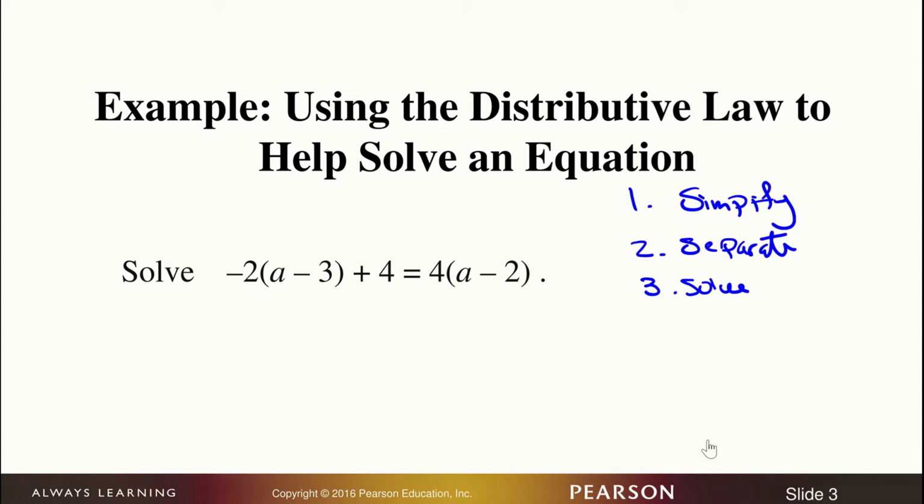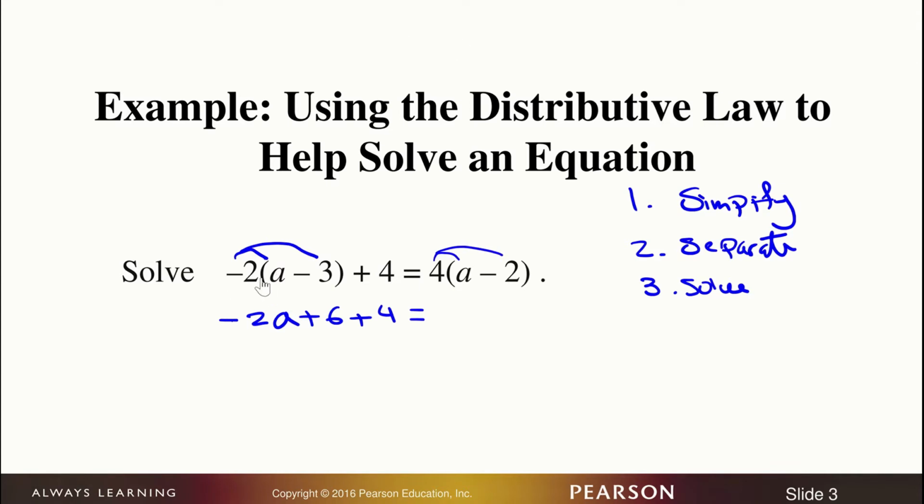simplifying an expression will entail first getting rid of these parentheses using the distributive law, and then combining any like terms that may result after that. So we're going to distribute the negative 2 here, and we end up with negative 2a plus 6 plus 4 equals, and here we're going to distribute the 4.